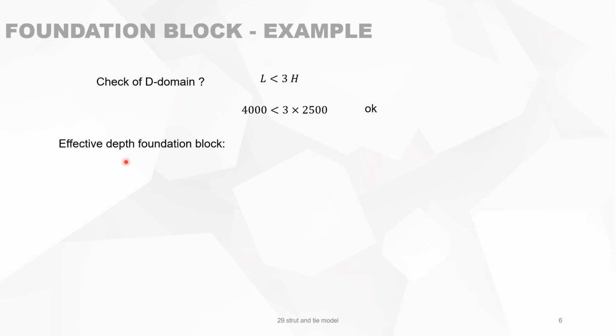The effective depth of the foundation block is then equal to the total height of the block, which is 2500, minus the position of the inclined strut. The strut starts at a depth of y0. We will take it standard as 100 millimeters. And at the bottom, the centroid of the tie is at a position of 2 times the concrete cover from the bottom of the foundation block. So this gives us an effective depth of 2300 millimeters.